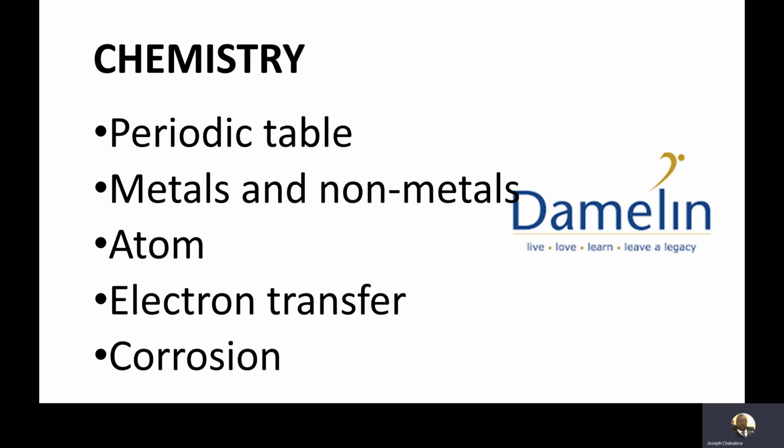And then the last module will be chemistry. We're going to talk about the periodic table, discuss metals and nonmetals and their characters, in how way they are placed on the periodic table. We're going to be looking at atom, what makes up an atom. Then we're going to be talking about oxidation and reduction under electron transfer. Then lastly, we look at corrosion, what causes corrosion and how we can prevent corrosion.